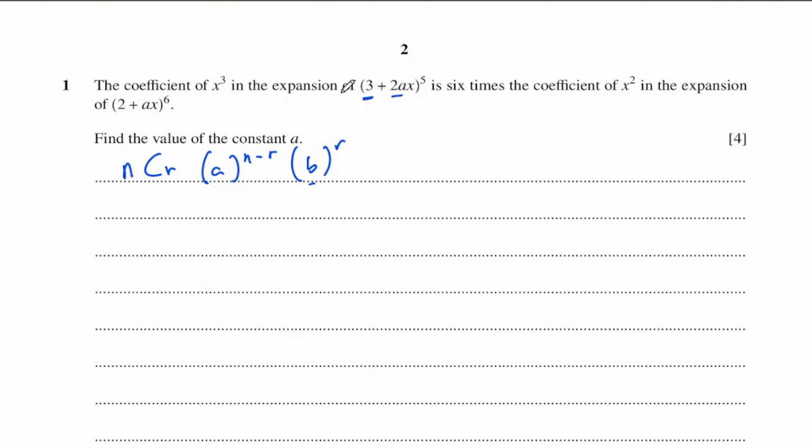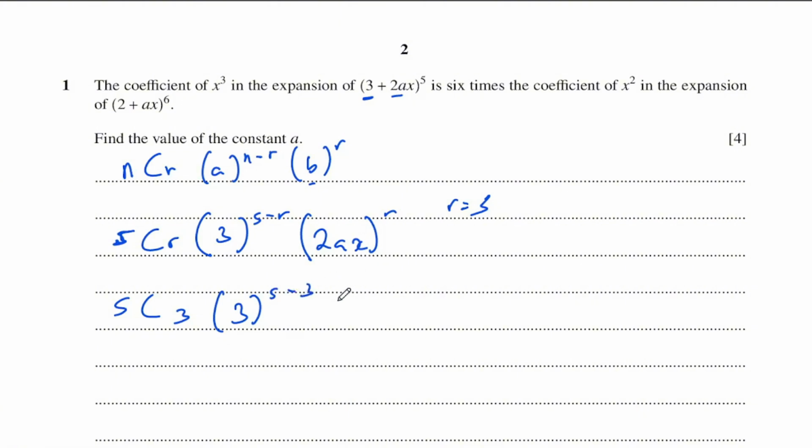The coefficient of x cubed in the expansion of this, so we need to find what x cubed would be. So obviously our n is 5, r we don't know, 3 power 5 minus r, and 2ax power r. We want the power of x to be x power 3, and because this is the only thing that has the x, we're just going to make r equals 3, right? And we're going to get 5 combination 3, 3 power 5 minus 3 and 2ax power 3, and that's going to give us the coefficient of x cubed in this expansion.